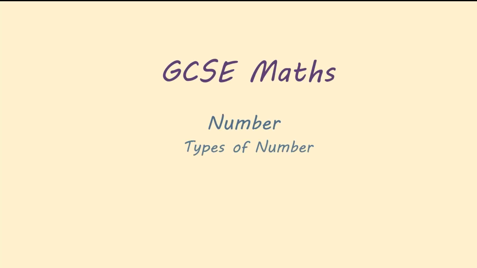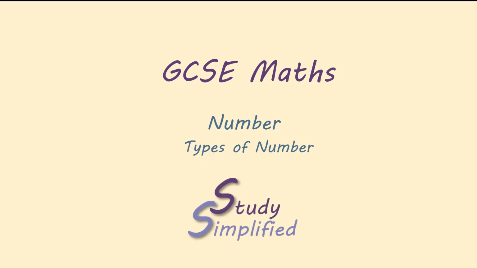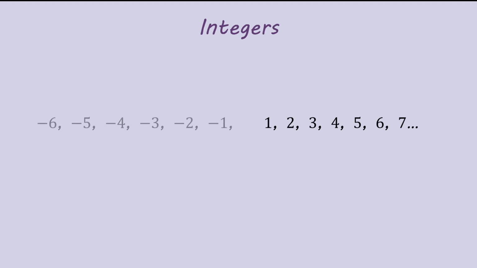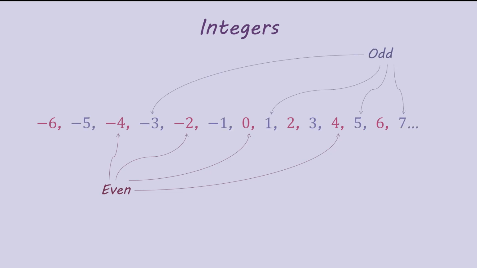Today we're going to cover all the different types of numbers and different ways of categorizing numbers that you need. So let's start with integers. Integers are just whole numbers that can be positive, negative or 0. These integers can be grouped into even numbers which end in 2, 4, 6, 8 or 0, or odd numbers which end in 1, 3, 5, 7 or 9.